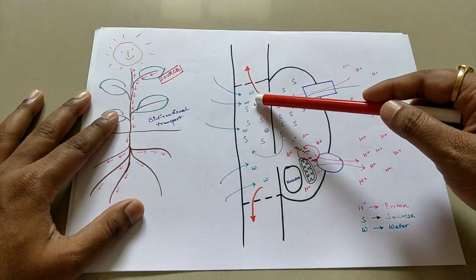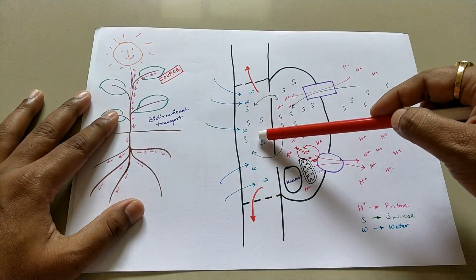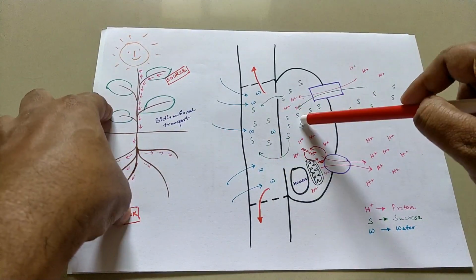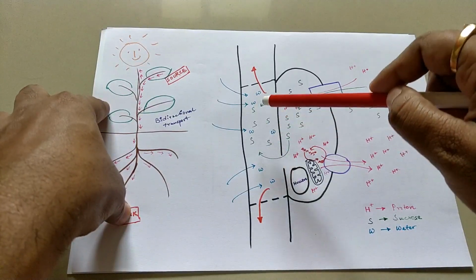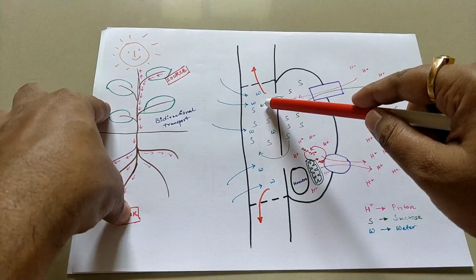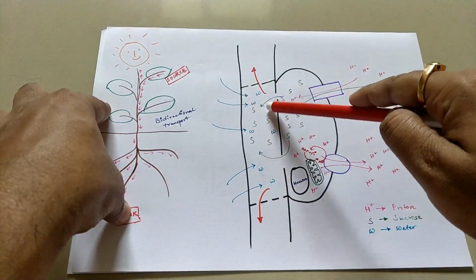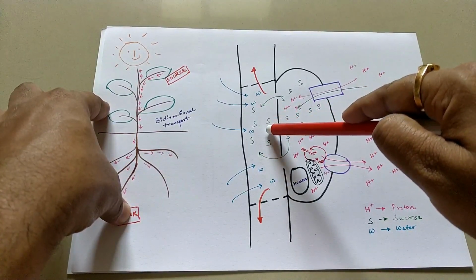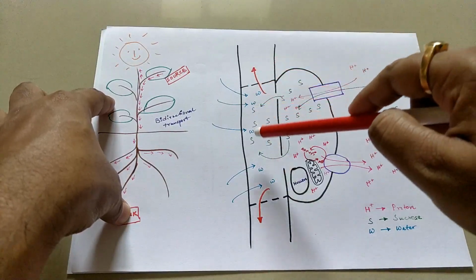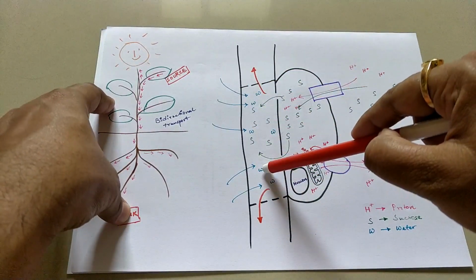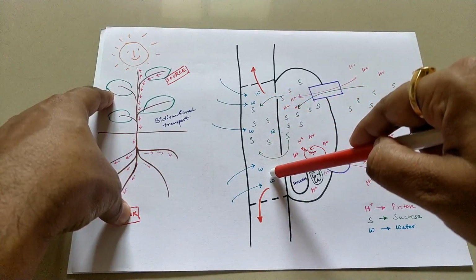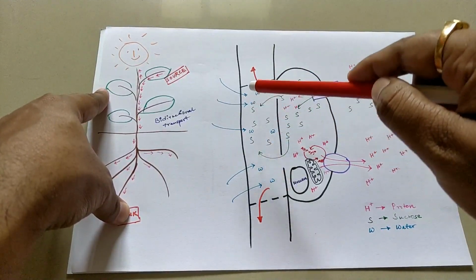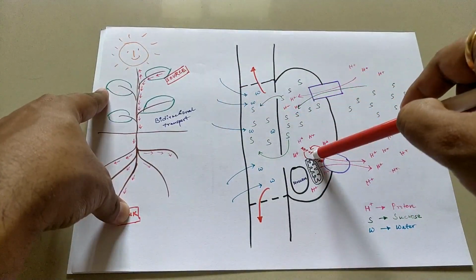Now, once these sieve tube elements are filled with sucrose, that means the concentration of the sucrose will increase in these cells, as a result of which this environment will become more hypertonic because you're increasing the solute concentration. That means in this hypertonic environment, the water potential will go down, as a result of which this scenario will start drawing water from the neighboring cells.